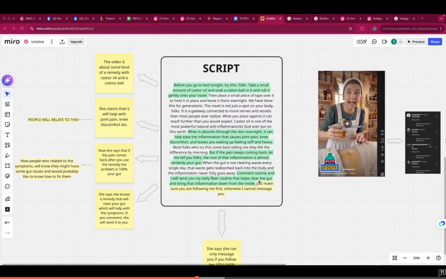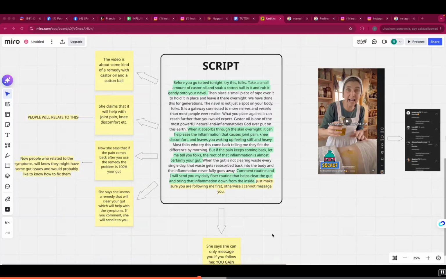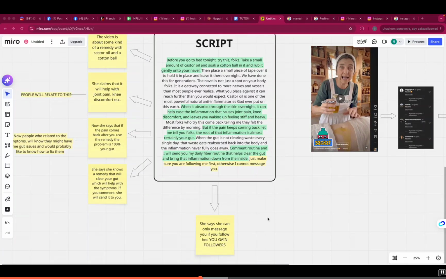And then she also says, "Just make sure you're following me first, otherwise I cannot message you." This is like a bonus tip. So I think it's actually true, like maybe not with every single account, but if somebody is not following you, you cannot really message them. And this is just like an additional tip to also gain more followers. So there is a high chance that if somebody comments because they really, really want the routine, they will also drop a follow just to make sure that they will 100% get the routine.